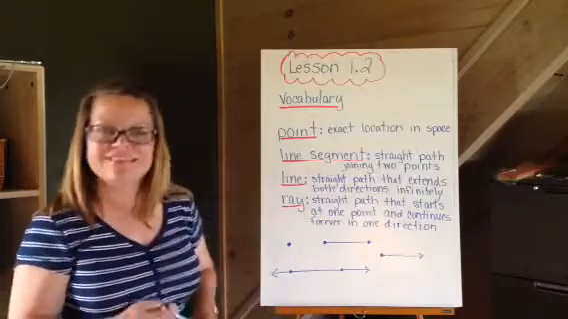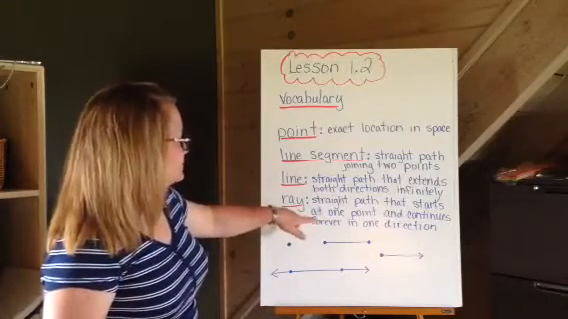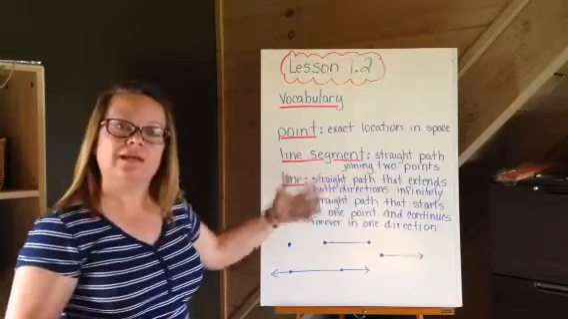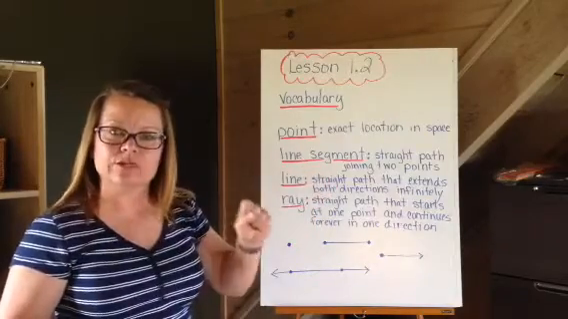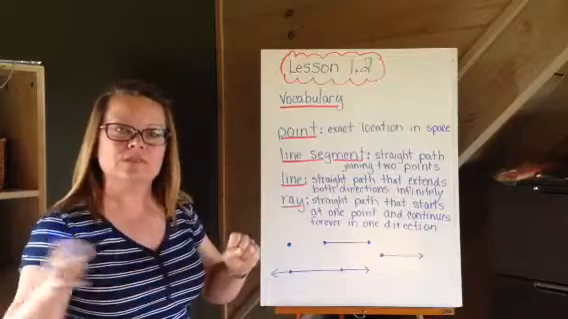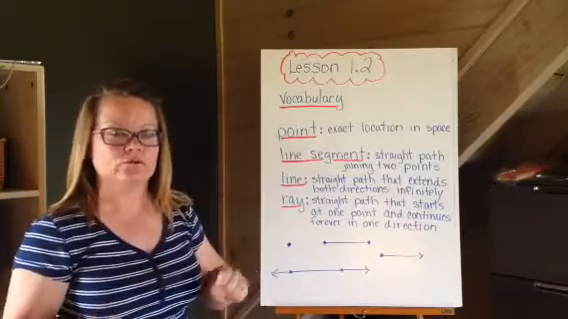So, not the band, but anyway, the difference between a line and a ray is that the ray is going to start at a point and extend only in one direction. It doesn't go both directions.